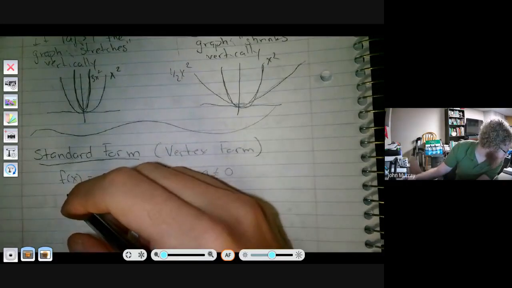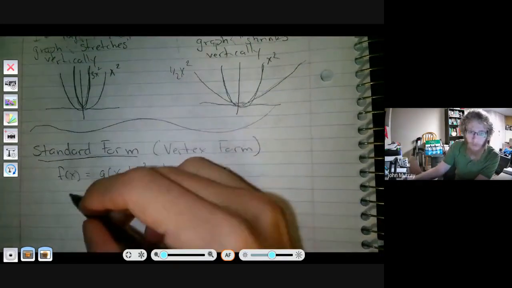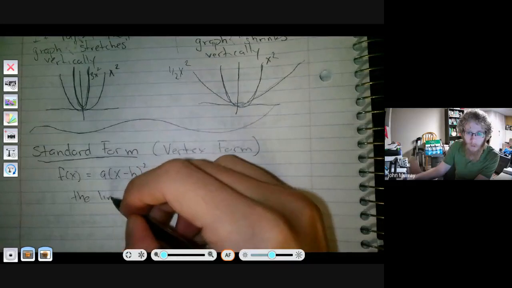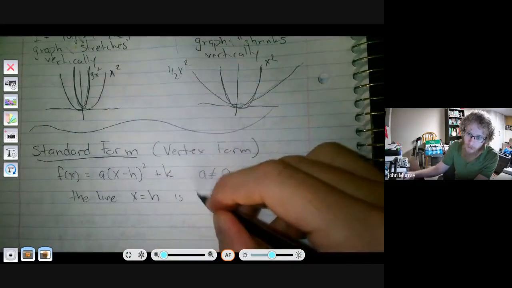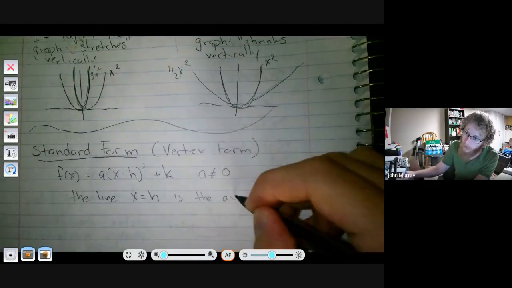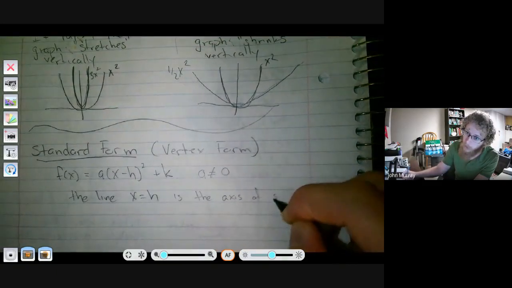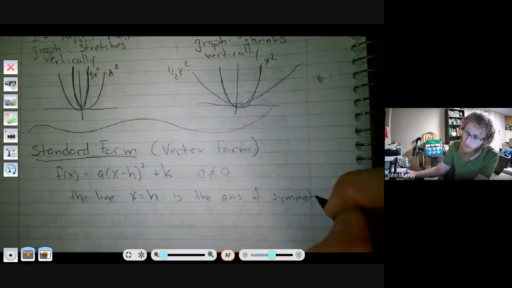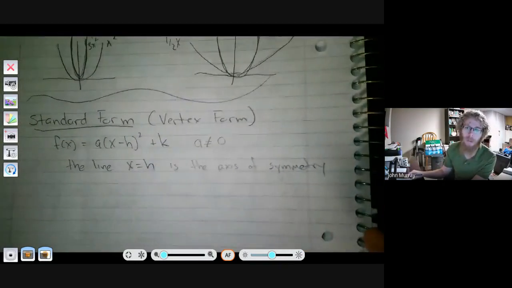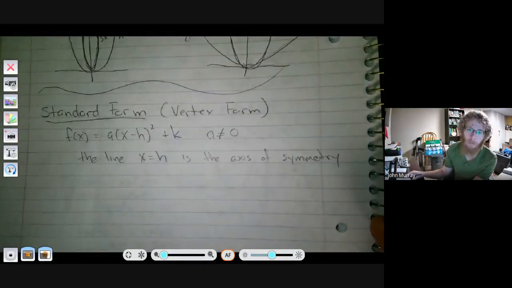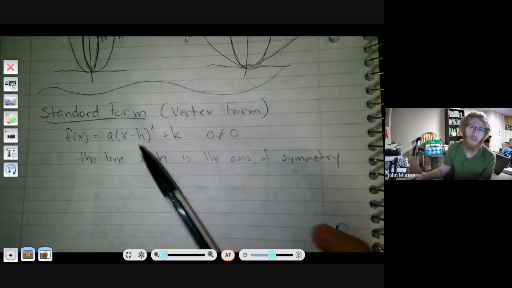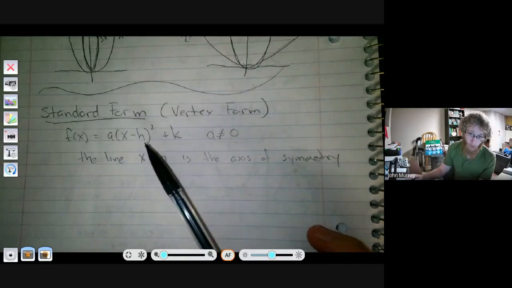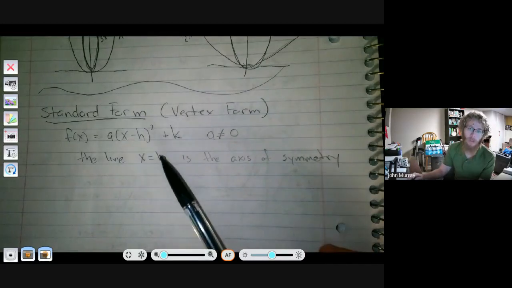So we have the line x equals h is the axis of symmetry. Now just be careful. Here we have negative h. So we're always taking the opposite sign when we're doing this, okay?